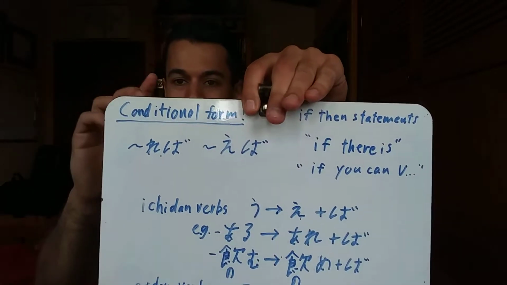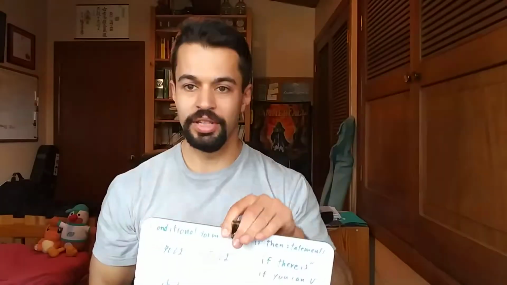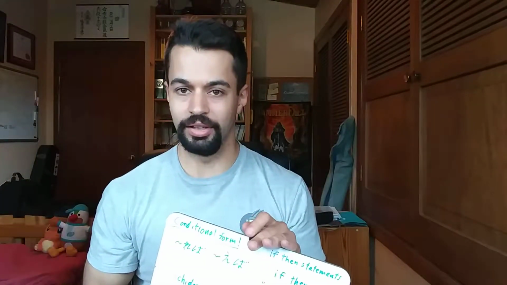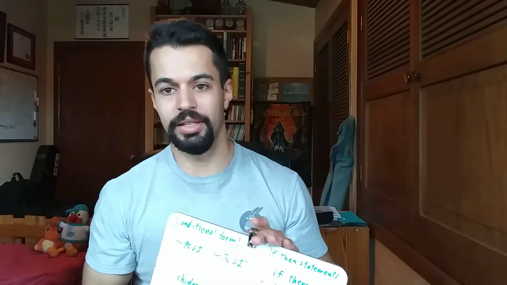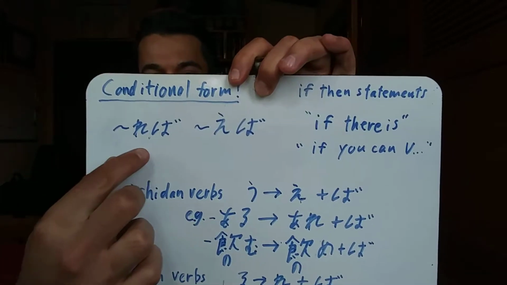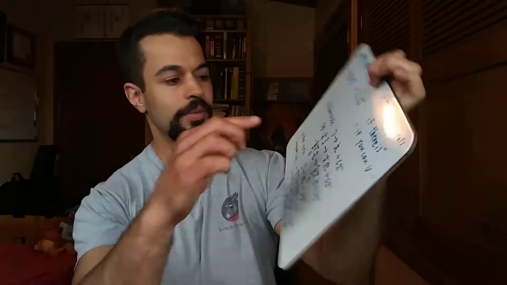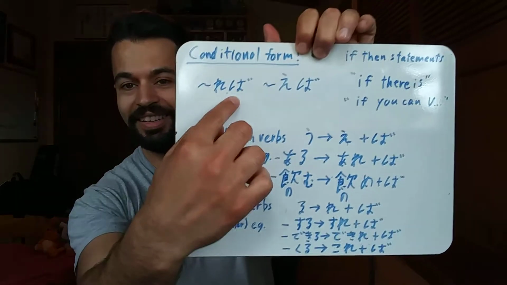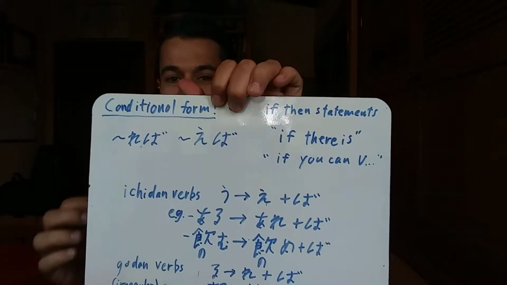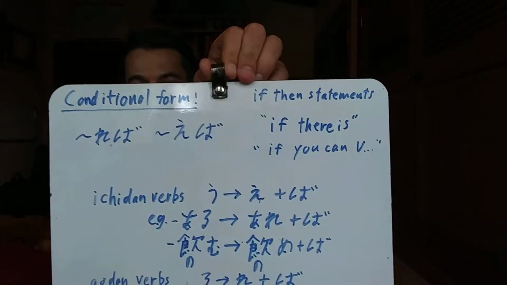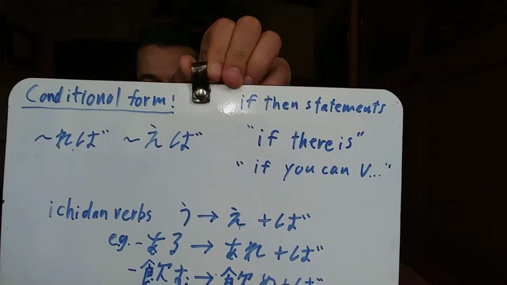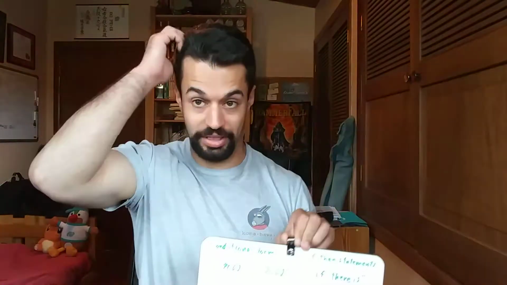And basically there are two ways that you will see this done, broken down from the type of verb that you're doing this to, because this is a verb conjugation. So it'll be either eba or reba. It's hard to read backwards. And the way that you can anglicize the meaning of this in your head is like if there is, or if you can verb, then something else will happen.